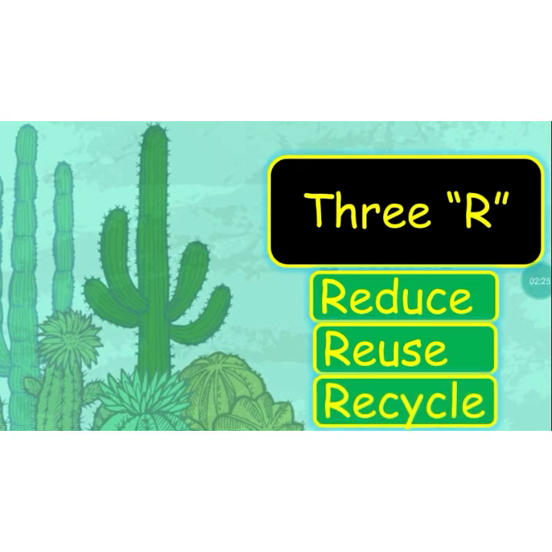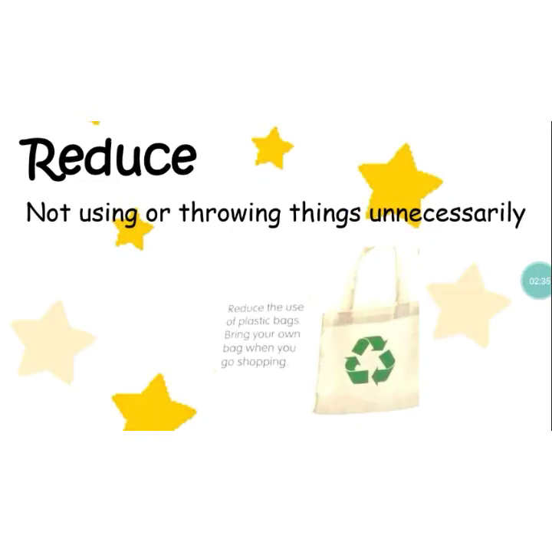There are 3 ways, ada 3 cara to care for the environment. There are reduce, reuse, and recycle. Let's see one by one. Reduce. Reduce means not using or throwing things unnecessarily. Jadi tidak membuang benda yang tidak diperlukan. It means to reduce the waste. Jadi untuk mengurangi sampah, we are not using or throwing things unnecessarily.